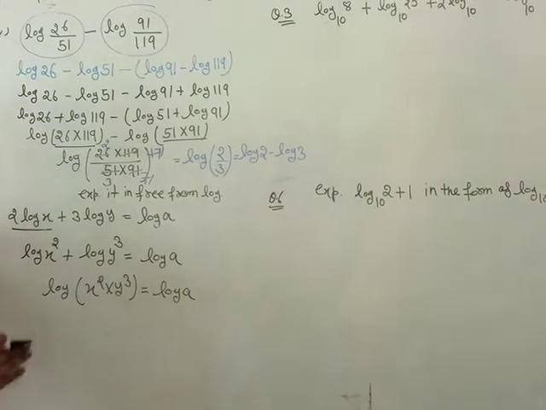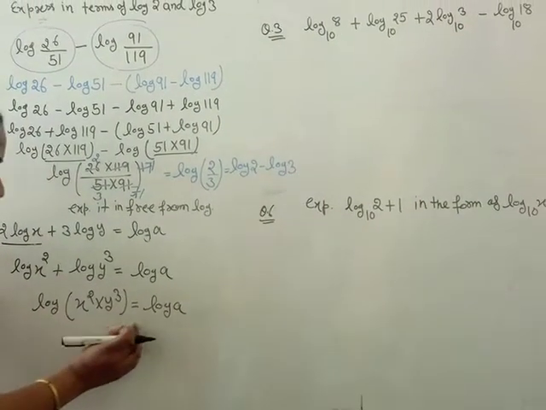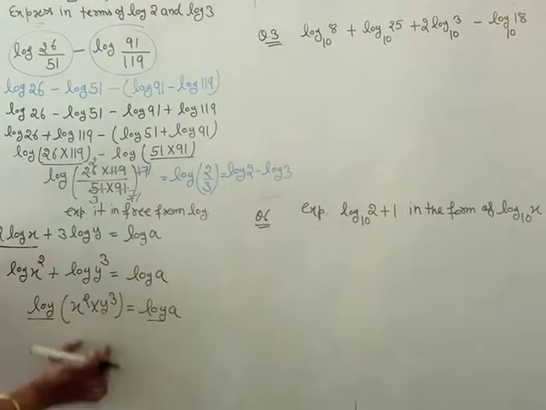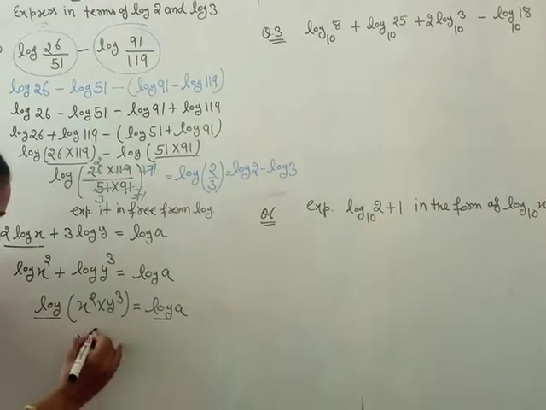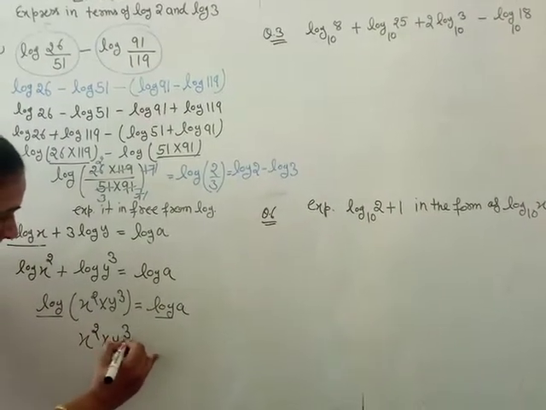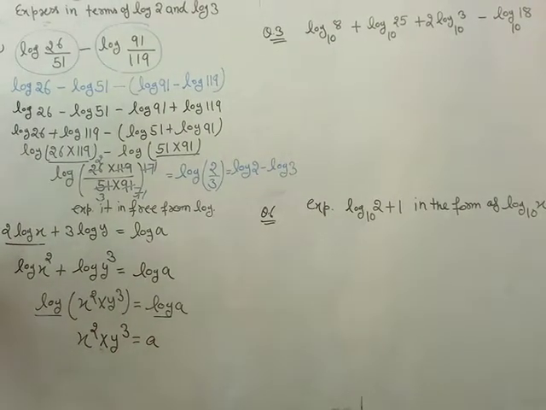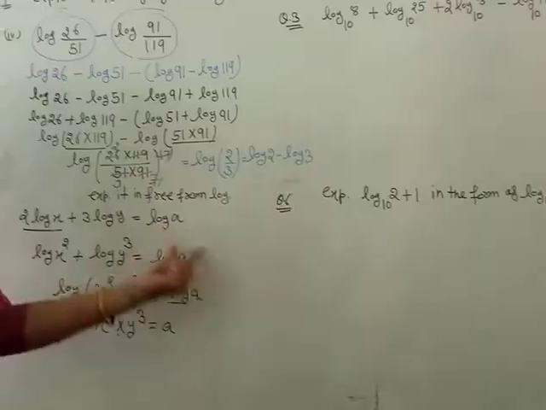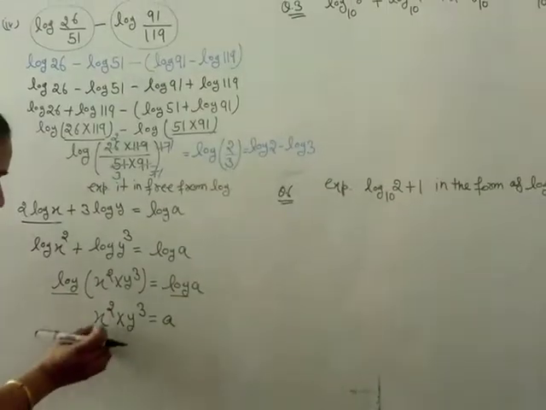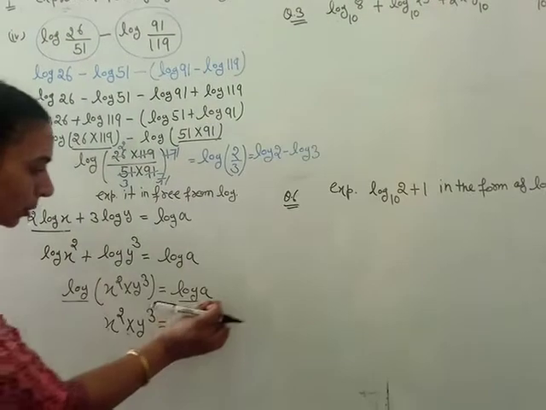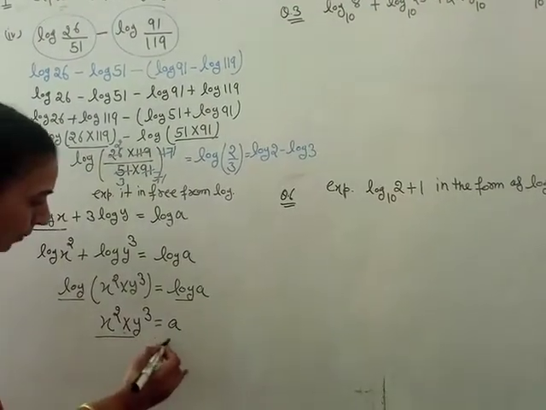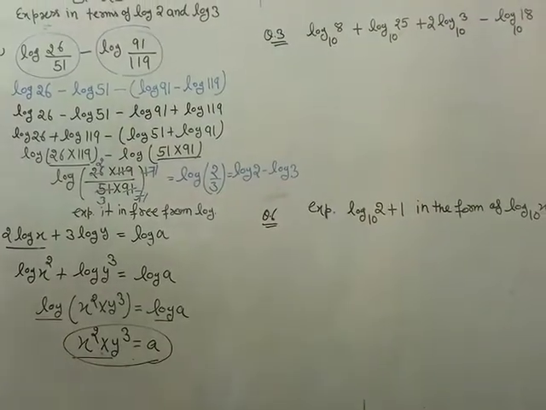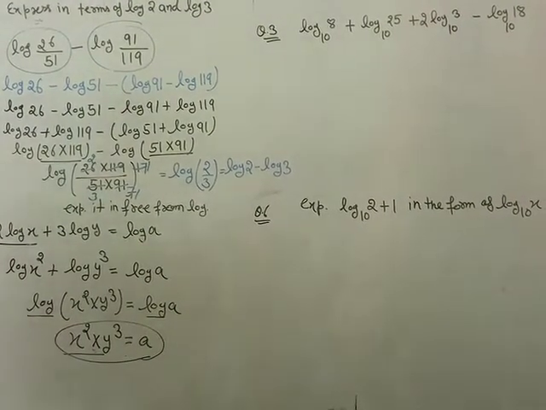Next is log m equal to log n. Then students, by anti-log we cancel this, and x square multiplied by y cube equals a. Log of m equal to log n means m equals n. By anti-log, x square multiplied by y cube equals a. Then our answer is equal to a. In our answer there is no log, so the answer is free from log. Okay, then question number three.